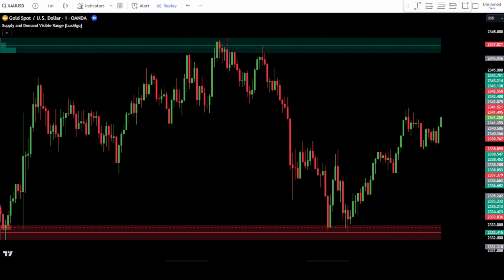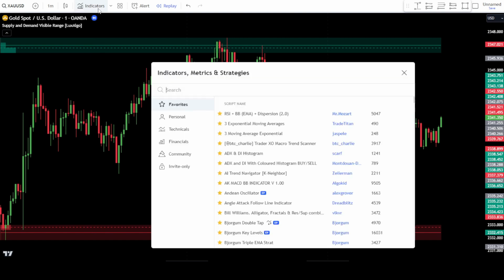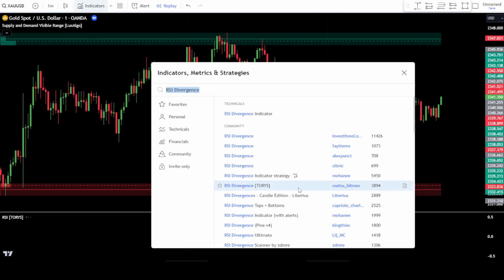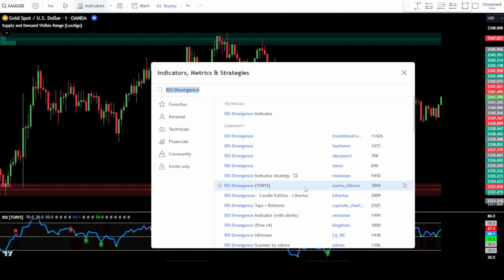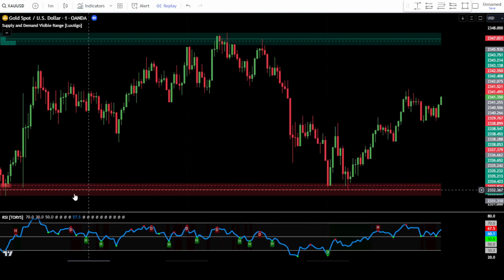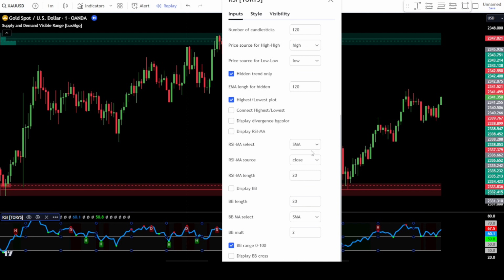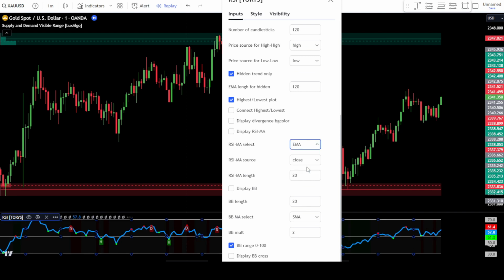Now, let's add the second indicator that will guide us in placing buy and sell orders in the market. Go to the Indicator Search tab and type RSI Divergence. Then, select RSI Divergence by Matsu BitMEX. Next, enter the RSI Divergence settings. Under the Input tab, change the RSI length to 20. Then, for RSI EMA select, choose EMA. Similarly, for BBMA select, also select EMA.